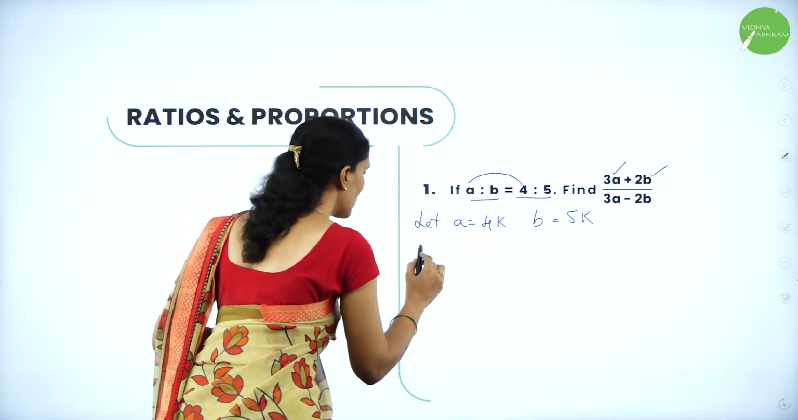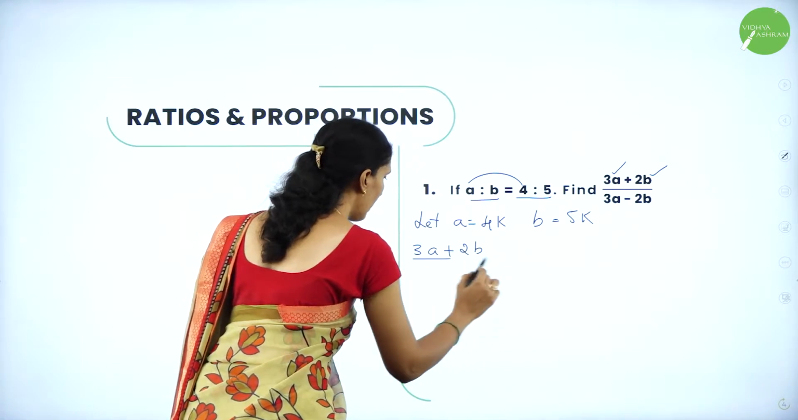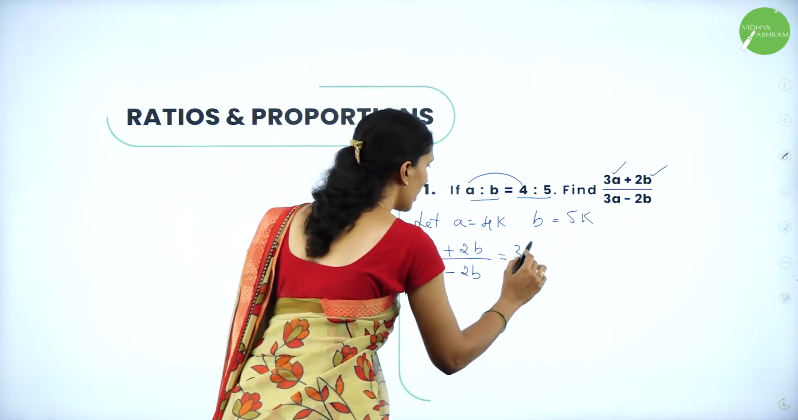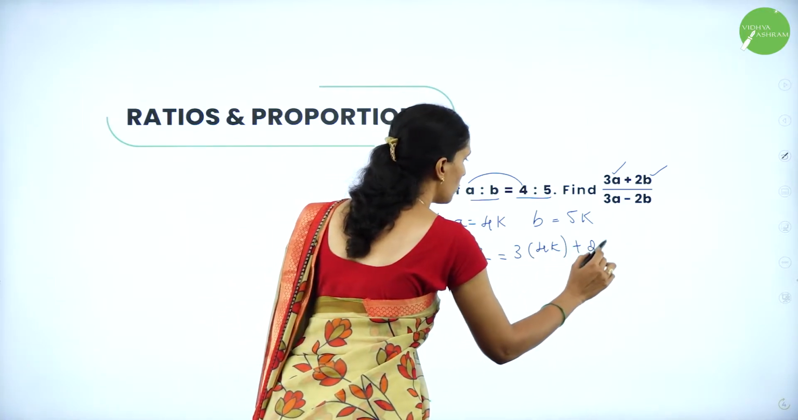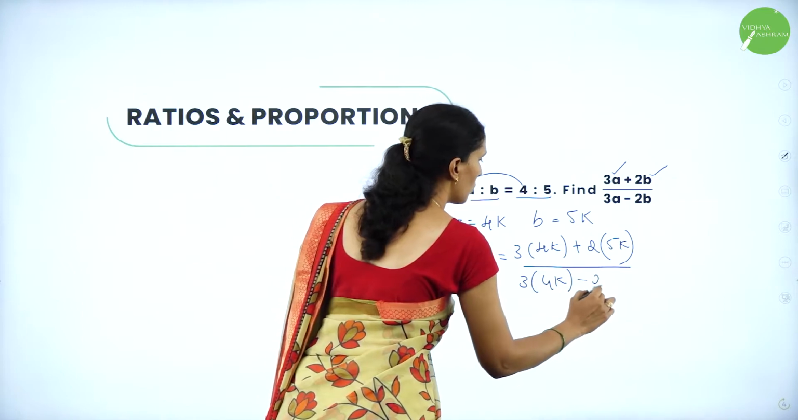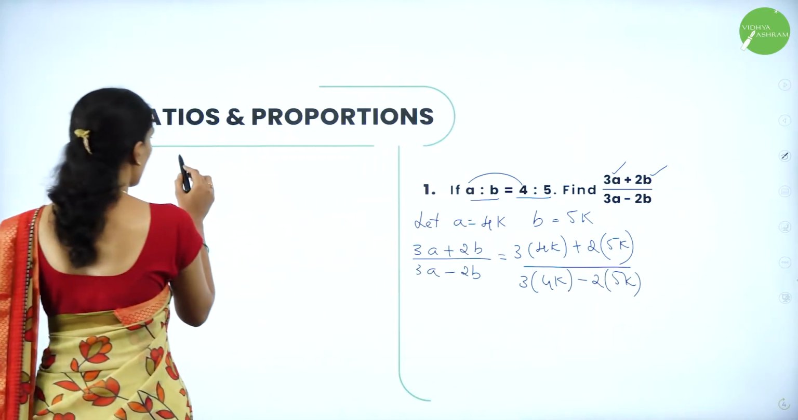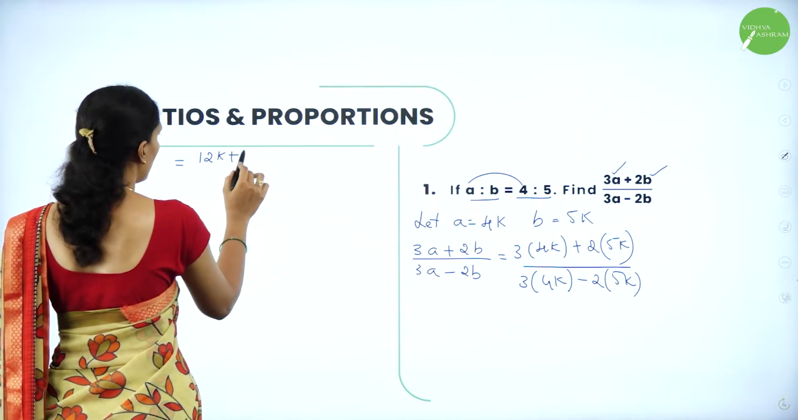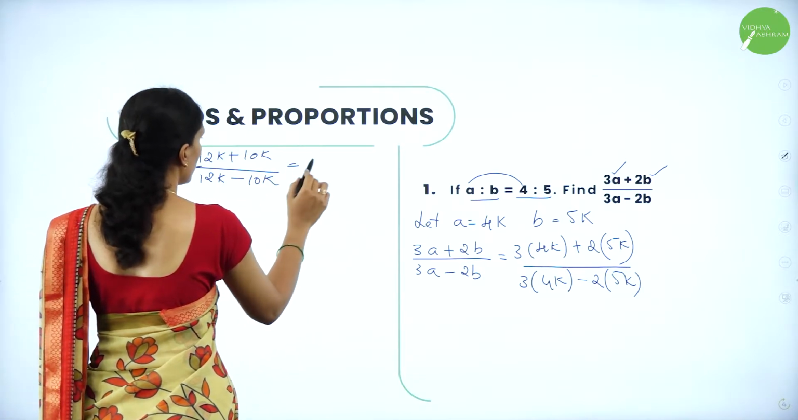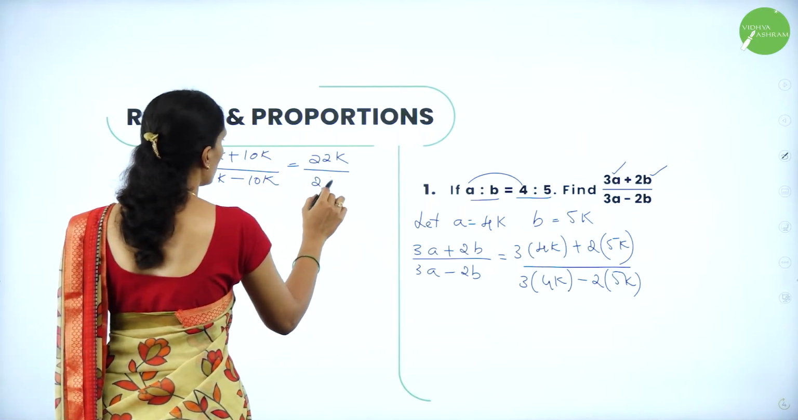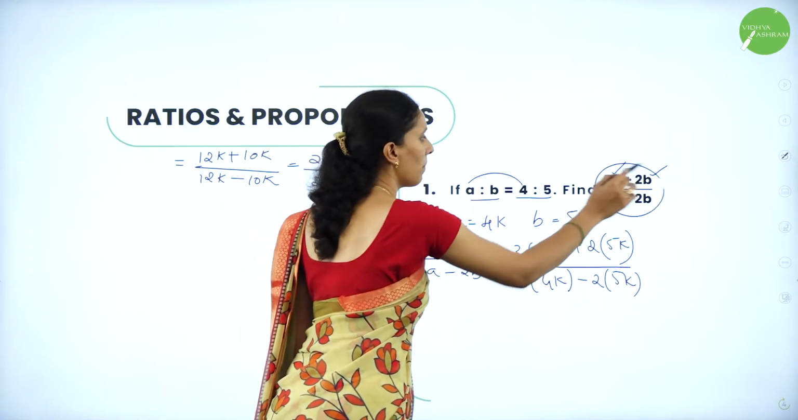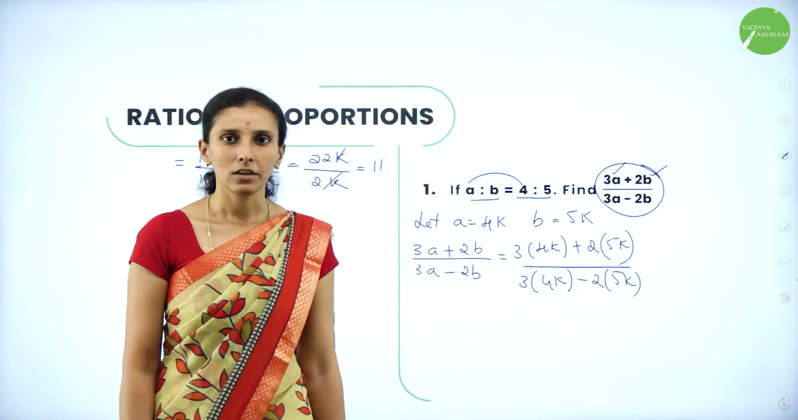What happens now? So this is 3A plus 2B divided by 3A minus 2B. That is 3 into 4K plus 2 into 5K divided by 3 into 4K minus 2 into 5K. So this is equal to 12K plus 10K divided by 12K minus 10K, which is 22K divided by 2K. K and K get cancelled. Your value is 11. So the value of 3A plus 2B divided by 3A minus 2B is equal to 11.